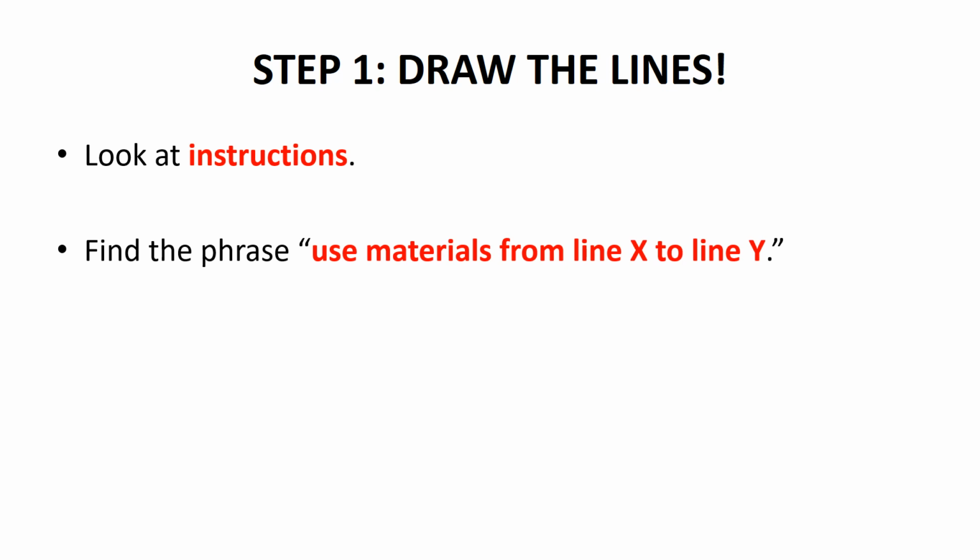What lines? Let's see. First, we will look at the instructions. Remember earlier, for question number 31, the summary question, I told you that there is one part where the instructions are. First we will look at the instructions. And what do we need to look at? You will find the phrase use materials from line X to line Y. X and Y here will be numbers, because different questions will ask you to look at different lines.